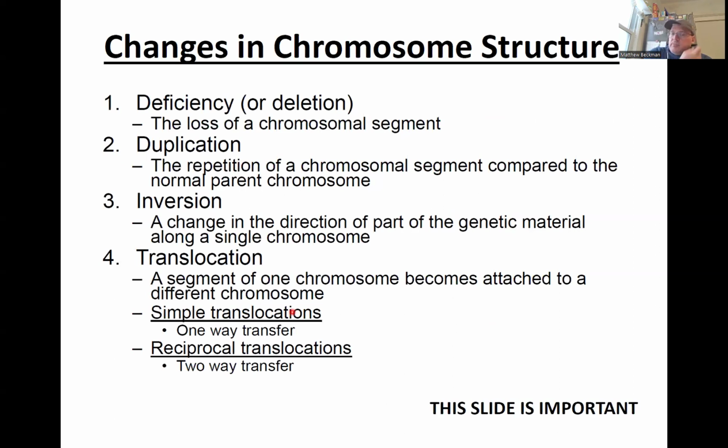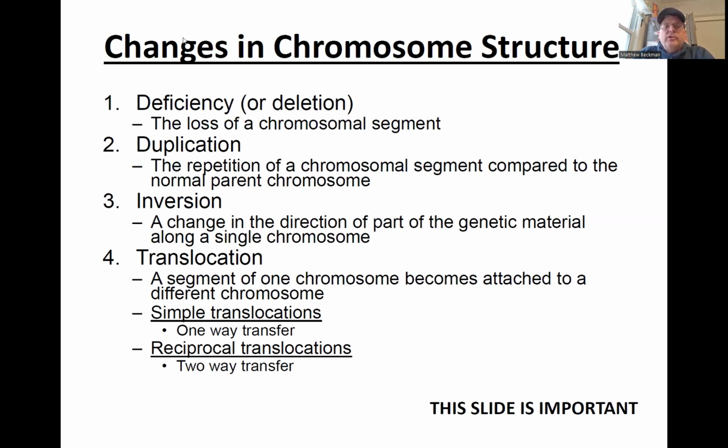So this seems like a lot. This is basically a slide for you to organize your thinking about this concept of changes in chromosomal structure. We can have deletions, oftentimes called deficiencies. That's where a chunk of chromosome is permanently lost. It could be at the end, it could be in the middle.